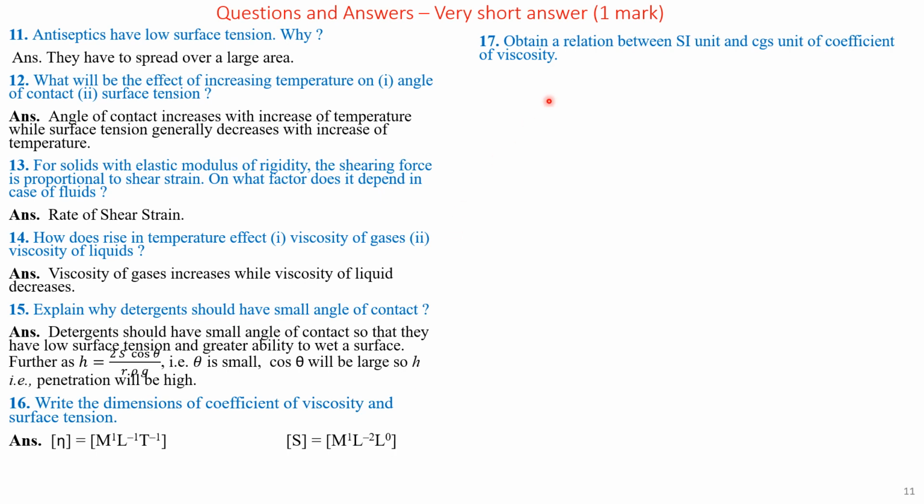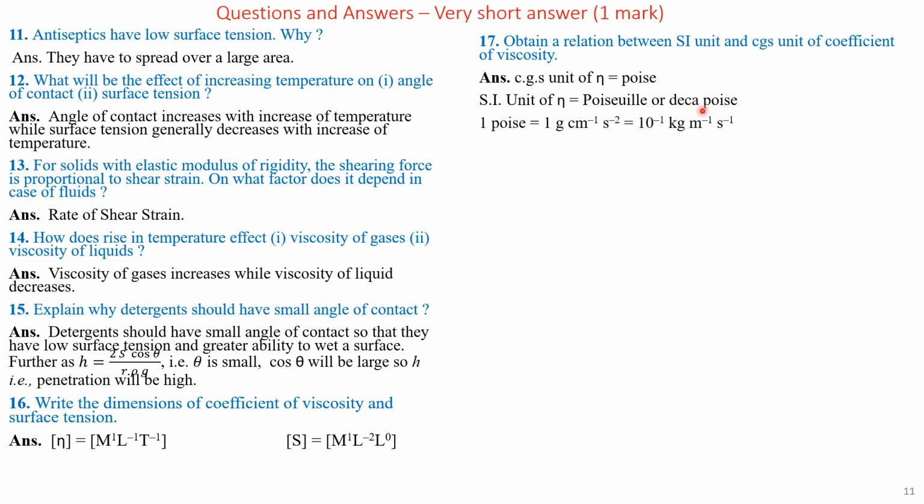Next question. Obtain a relation between SI units and CGS units of coefficient of viscosity. CGS unit of coefficient of viscosity eta is poise. And SI unit of eta is Poiseuille or deca poise. 1 poise is equal to 1 gram per centimeter per second. That is equal to 10 to the power of minus 1 kg per meter per second. Therefore, that is equal to 0.1 Poiseuille.